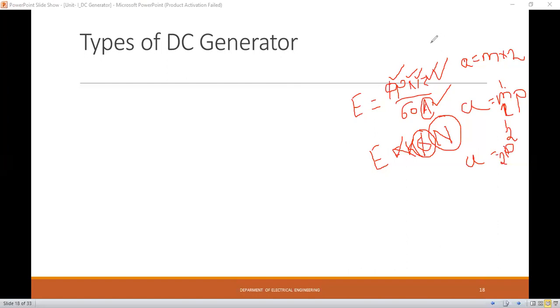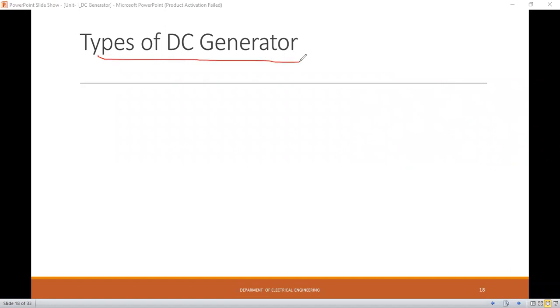Now today we will discuss the next point of this unit on DC generators, that is, the types of DC generator. What are the types of DC generator, how are these types made, and which types of machine can be used for which application? We will understand this today.